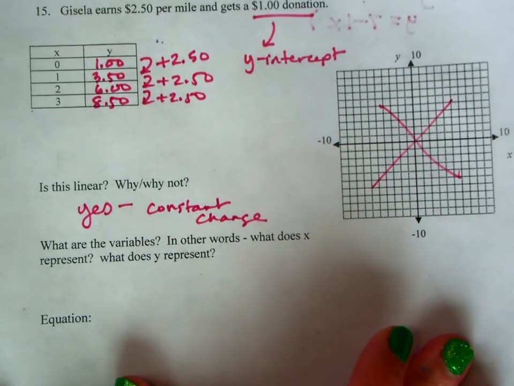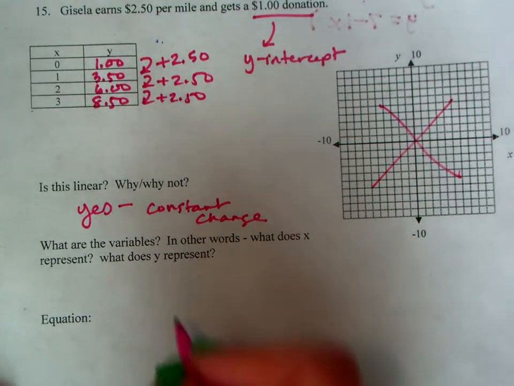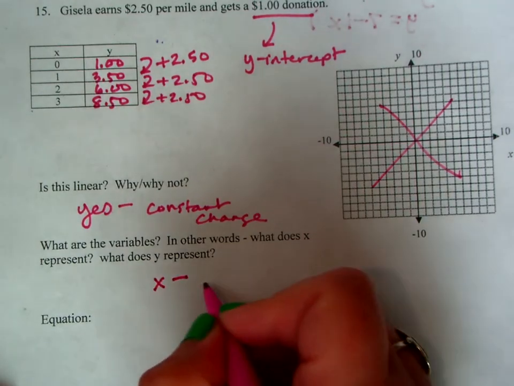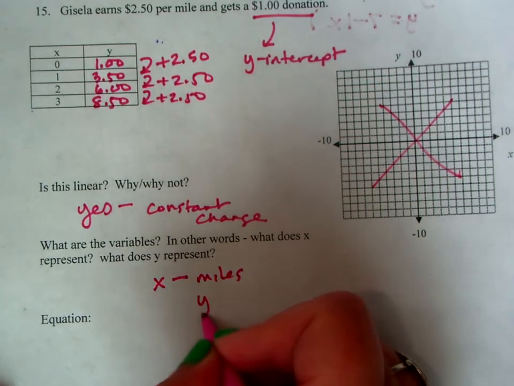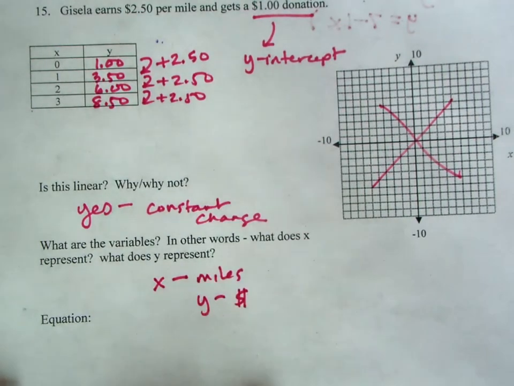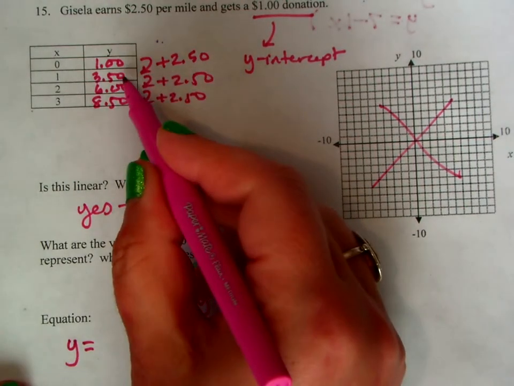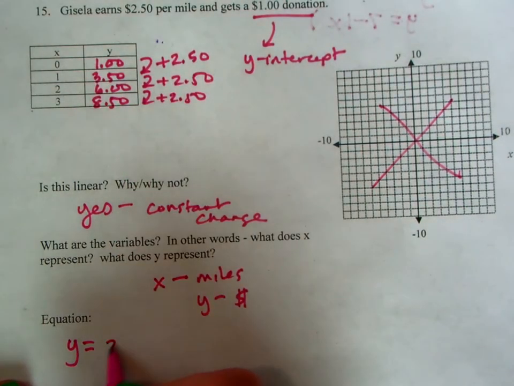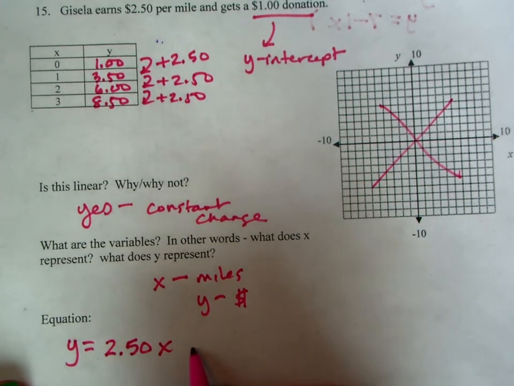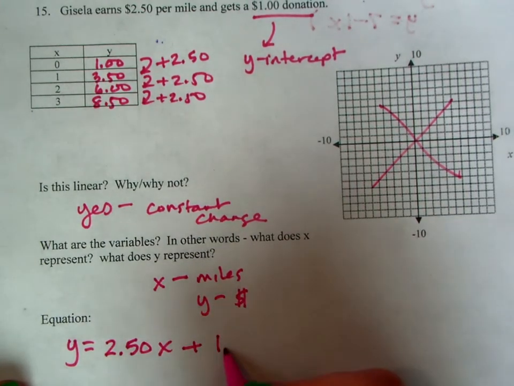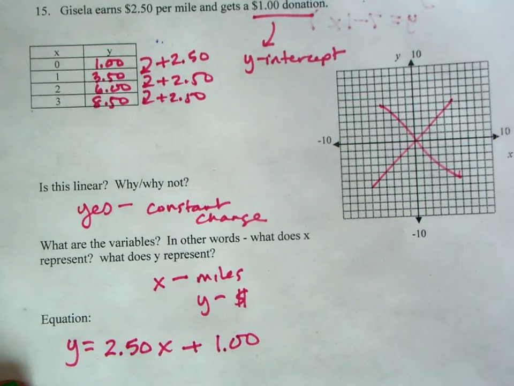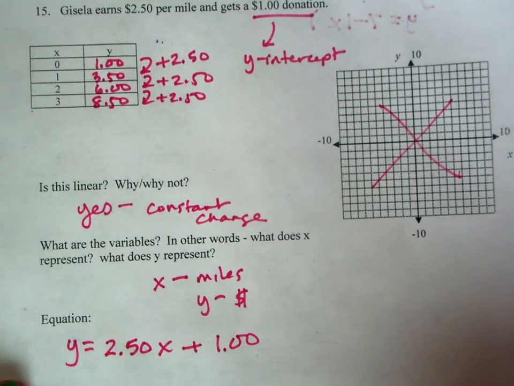Okay, and what are the variables? What does x and y represent? X in this case was miles, and y was money. Okay, and our equation would be y equals, in this case it's adding 250 every time. So y equals 250x plus that original amount of that dollar. Okay. All right, and that is the end of the first 2 full pages of reviewing for this unit. Have a great day.